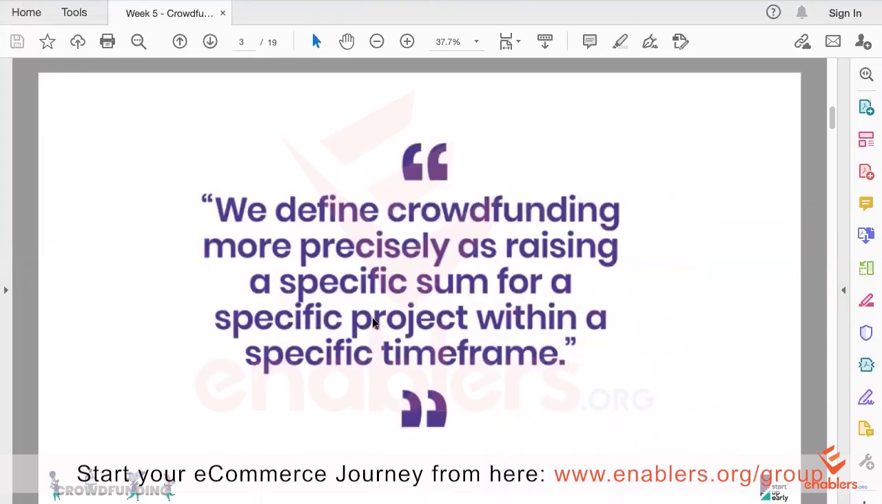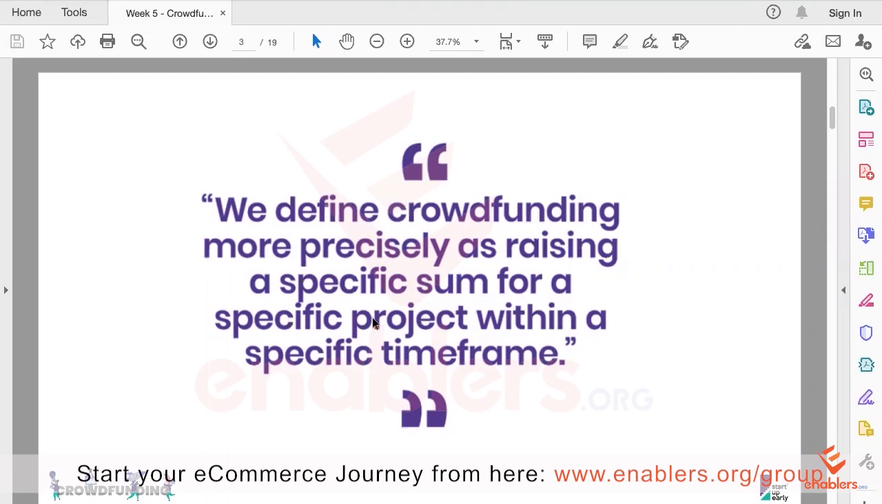How does Startup Early define crowdfunding? If we be very realistic in terms of what we want to achieve, we define crowdfunding more precisely as raising a specific sum for a specific project within a specific time frame.